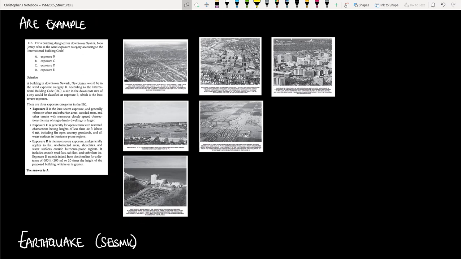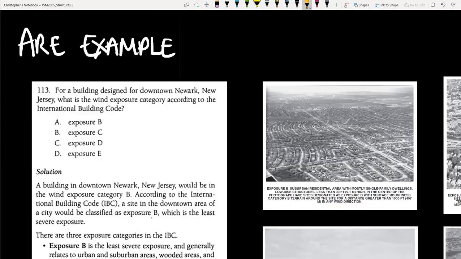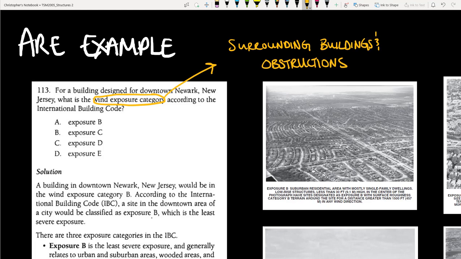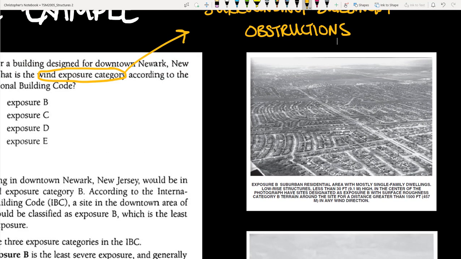Lastly, let's look at an example from the ARE. This question states, for a building designed for downtown Newark, New Jersey, what is the wind exposure category according to the International Building Code? Wind exposure category is a classification that relates to our parameter of surrounding buildings and obstructions. And in the back of ASCE 7, we have these photographs defining exactly what the different exposure categories are.